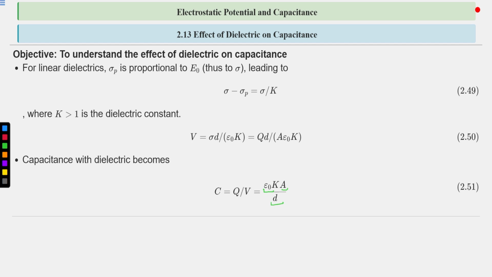C is the capacitance with dielectric, and C naught is the capacitance without dielectric medium. So what is the relation between these two capacitances? Capacitance with dielectric is equal to K times the capacitance with no dielectric. Okay.